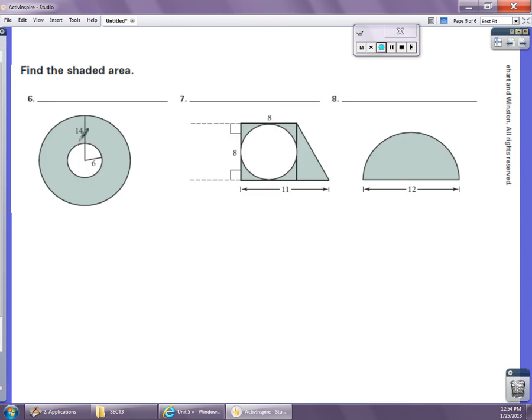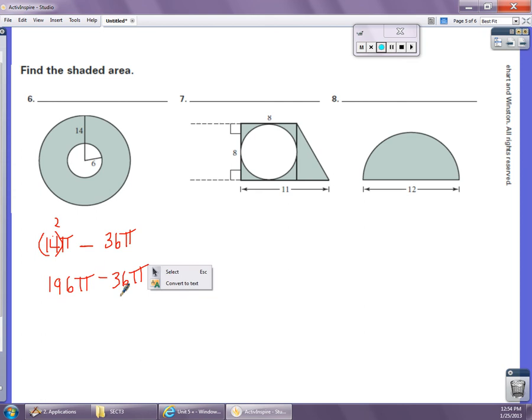Find the shaded area. So the area here is going to be the whole circle minus this small part we're taking out. So the whole circle, we're going to assume that this 14 was for the whole thing. If you thought it was just for this one, you're going to get a different answer. But I'm assuming that this 14, because it doesn't specify, is for the whole line. So the area is pi r squared. So 14 squared times pi, minus the small circle, which is 6 squared times pi, or 36 pi. 14 squared is 196 pi minus 36 pi.